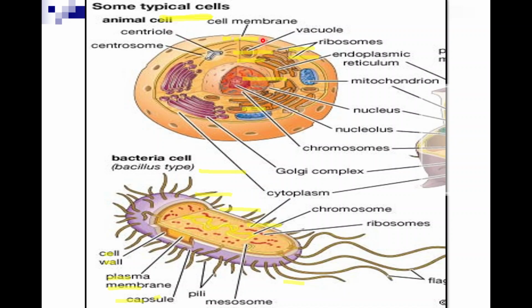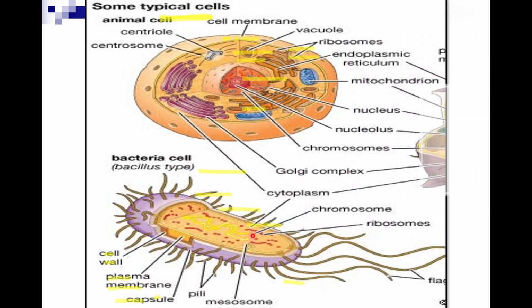Okay, so this is the cell membrane, as we have studied in the previous slide, the complete structure of the cell. So see again here the vacuoles, ribosomes, endoplasmic reticulum, mitochondria, nucleus. Inside the nucleus, the nucleolus is present. Surrounding the nucleolus, chromosomes or genetic material is present. These are Golgi complexes. This is the cell cytoplasm.